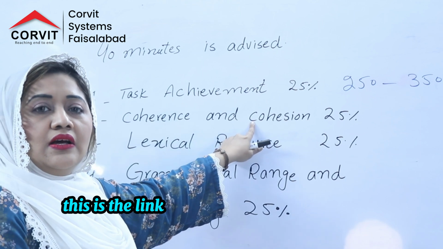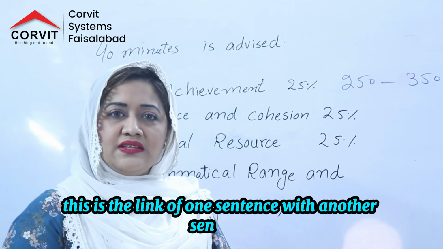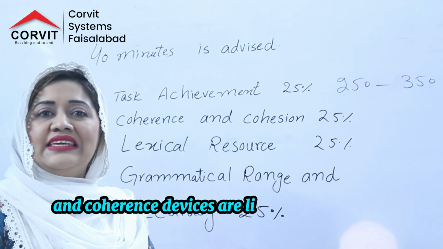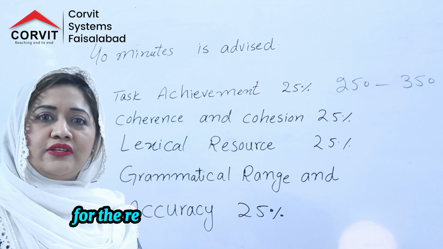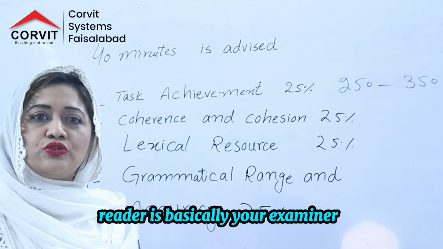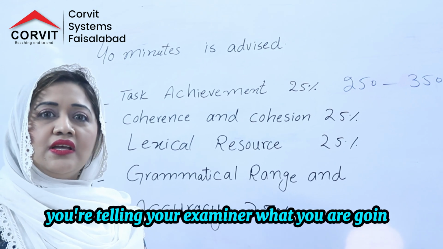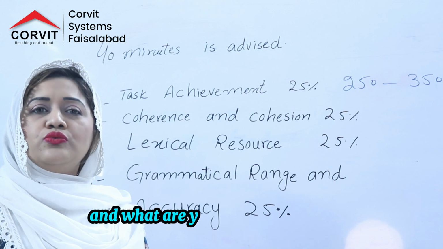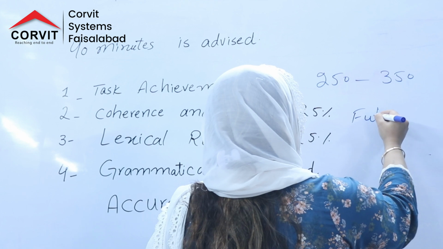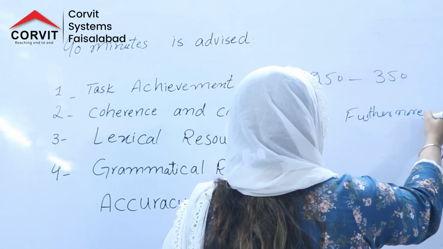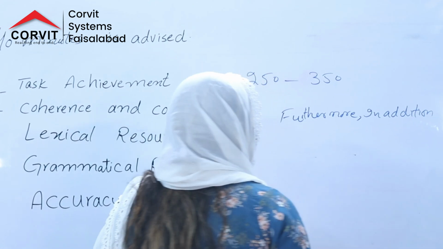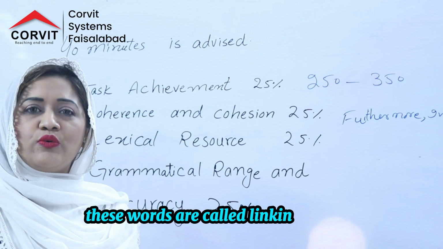This is the link of one sentence with another sentence, one paragraph with another paragraph. And coherent devices are linking devices that you use for the reader to tell where you are going in the essay. The reader is basically your examiner. You are telling your examiner what you are doing, like where you are going and what you are doing in this essay. For example, the devices are furthermore, in addition. These words are called linking devices.